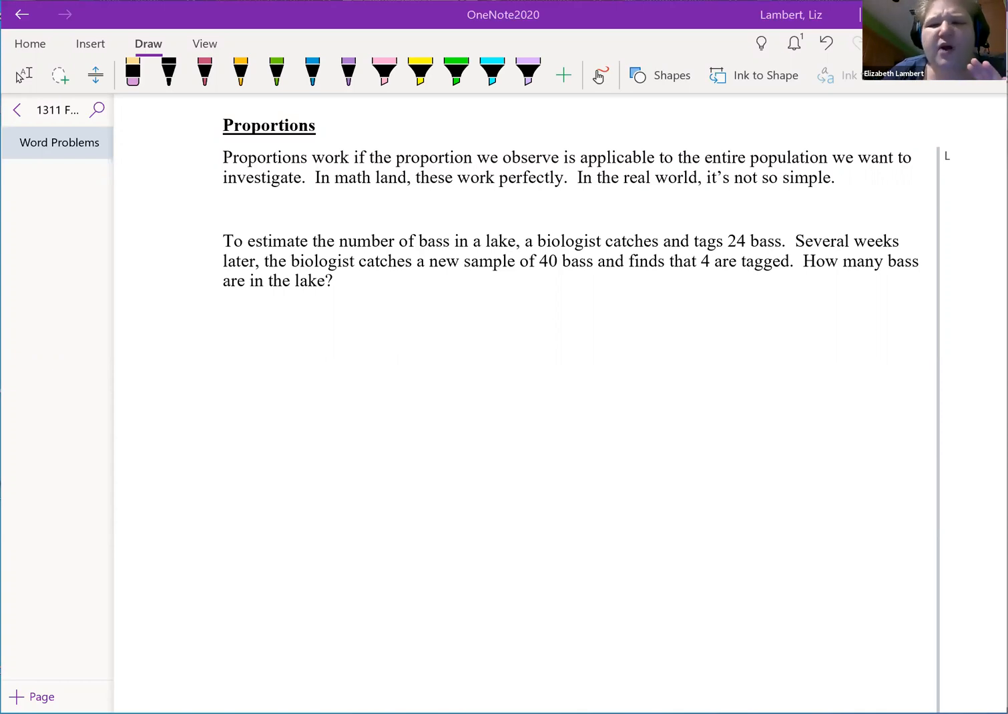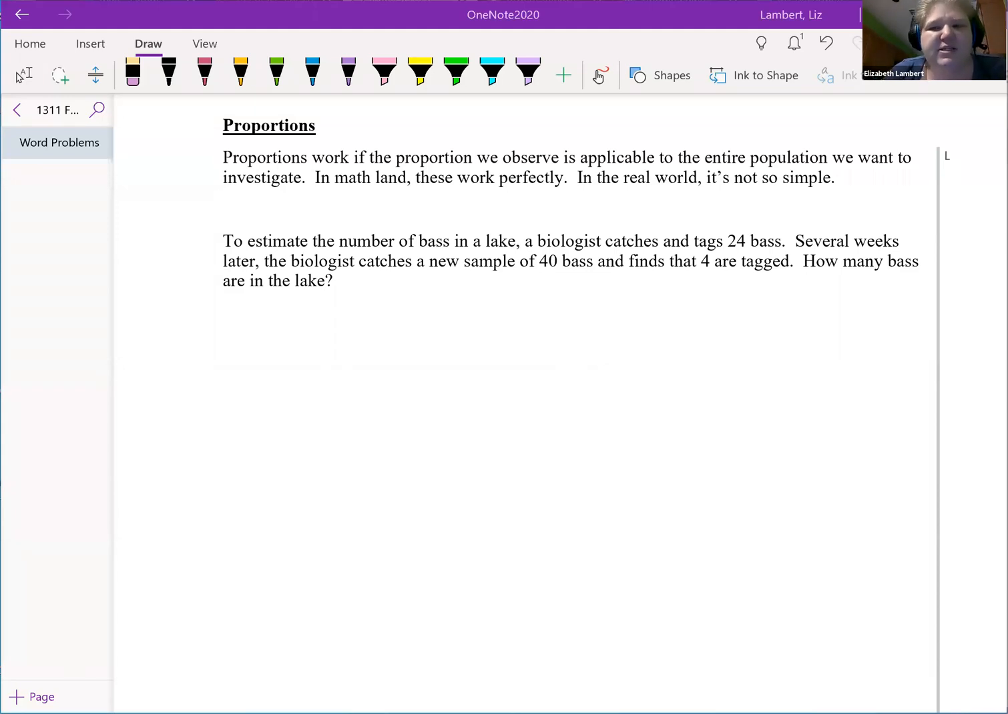So this is probably work like you've got a good handle on already. To me, it seems more innate, more common sense. One of the big ideas behind proportions is that it has to be applicable to the whole sample.